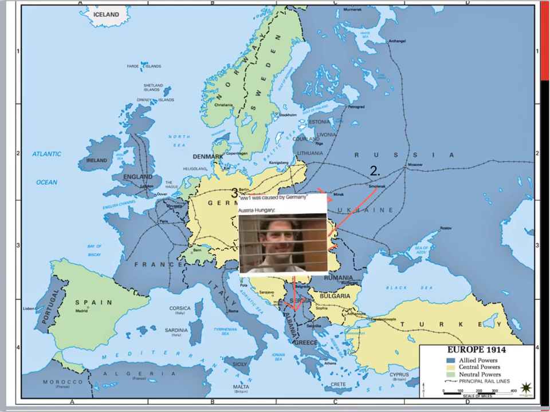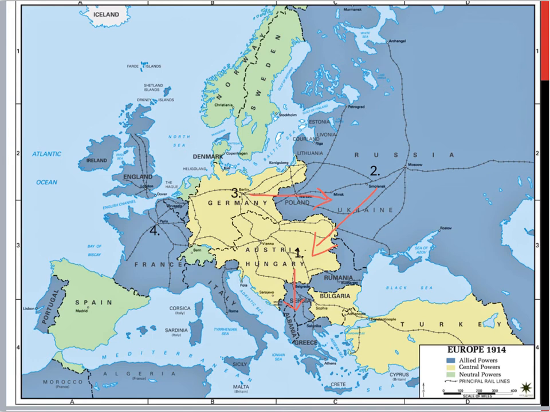But wait, there's more. You have number four. You'll remember that Russia was part of the Triple Entente, with France and England. Now you might ask yourself, what about Italy? I thought they were part of the Triple Alliance. But Italy almost immediately says, yeah, we're part of the Triple Alliance, but we're not going to participate in this. They're not down with Austria's attack on Serbia, and so Italy basically pulls out.